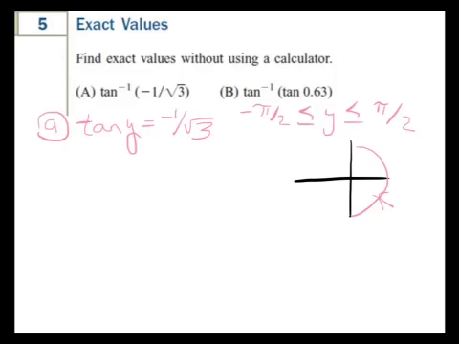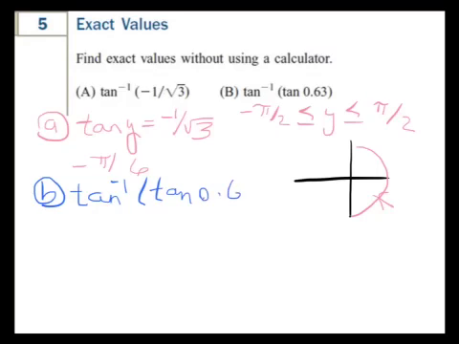Okay, so what angle is the tangent 1 over the square root of 3? And if you look at your triangle, that would be 30 degrees, which is pi over 6, so we're going to use negative pi over 6. All right, let's go to B. Now we've got the tangent inverse of the tangent of 0.63. And we need to make sure that this is within our values. And since we're talking about the tangent of 0.63, we're going between negative pi over 2 and pi over 2, and it works. Therefore, your answer is 0.63.